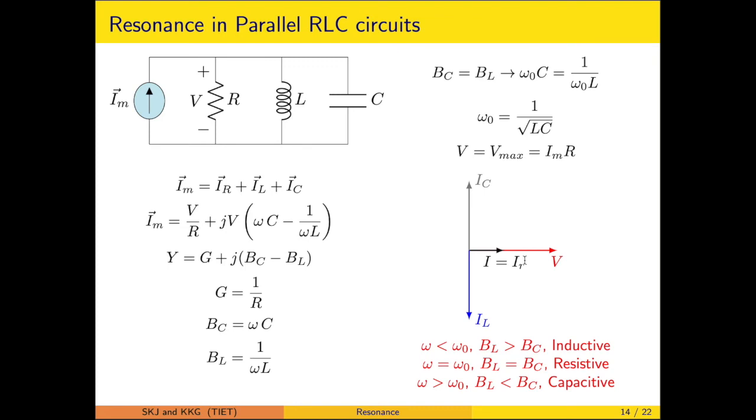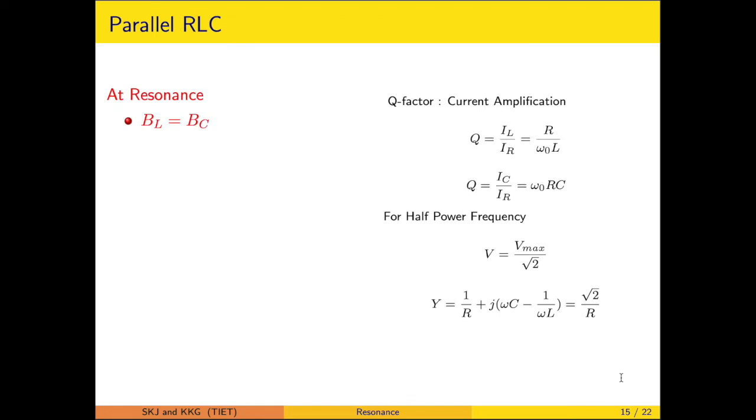So on the analogous line, if we are considering a frequency lower than the resonant frequency, BL will be greater than BC and the behavior will be inductive. At resonance, the behavior will be resistive. For a frequency greater than the resonant frequency, the behavior will be capacitive likewise. So as a summary of the few salient points, at resonance BL is equal to BC, and the circuit behaves as resistive, as we have seen in case of series RLC.